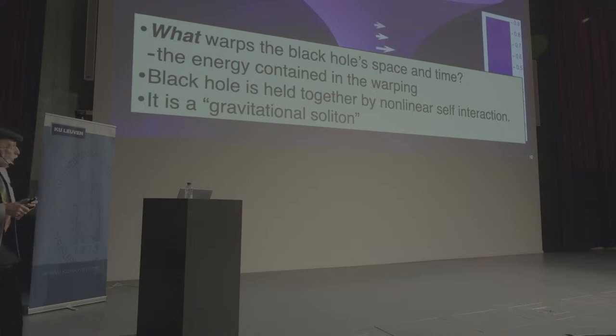Now, there's a big question then. What is it that produces the black hole, that warps the black hole's space and time? And the answer is, it is the energy contained in the warping itself. In other words, the black hole is held together by what we physicists or engineers would call a nonlinear self-interaction. It's a so-called gravitational soliton.